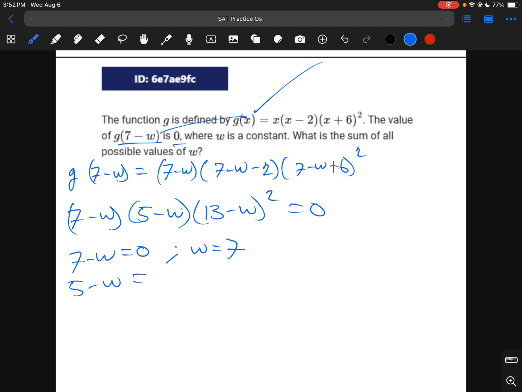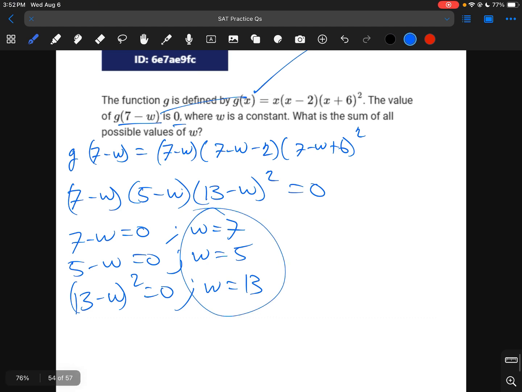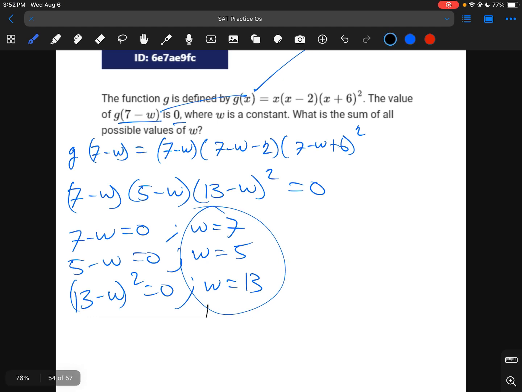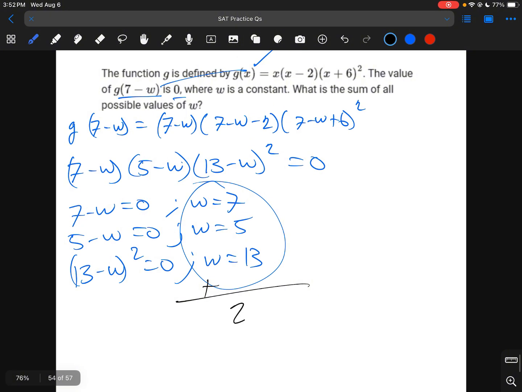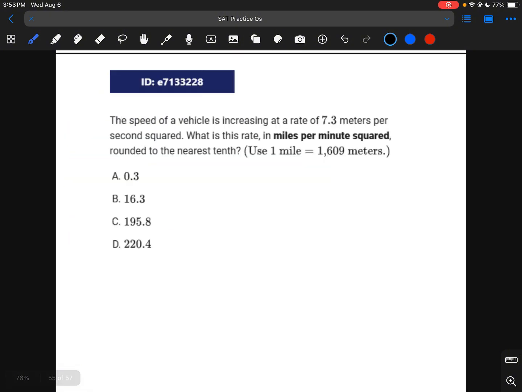5 minus w is equal to 0, which means w is equal to 5. And then 13 minus w squared is equal to 0, which means w is equal to 13. So that's all the answer choices for w. And it's asking for the sum. Just add them all together. So that is 25.